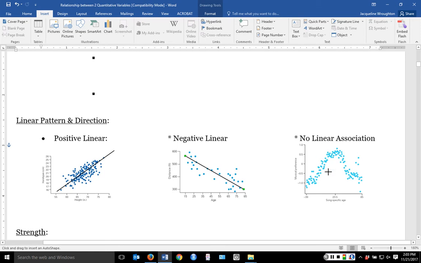There are ways of addressing this kind of relationship. They're just not things we're going to cover in our class. Now with these other two that did have the straight line relationship, our second question about that one is if it's a positive or negative relationship.